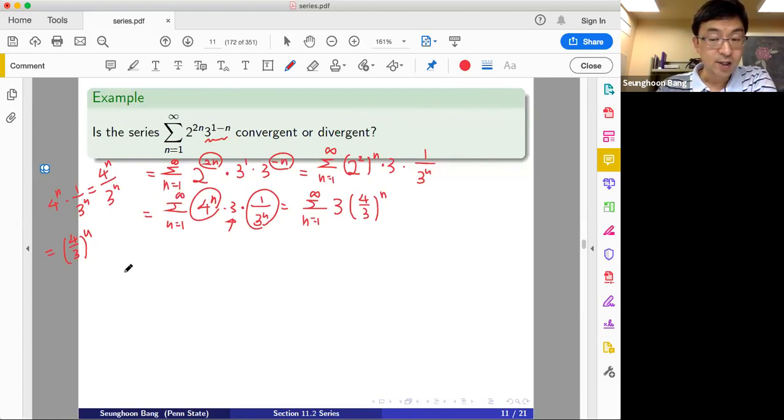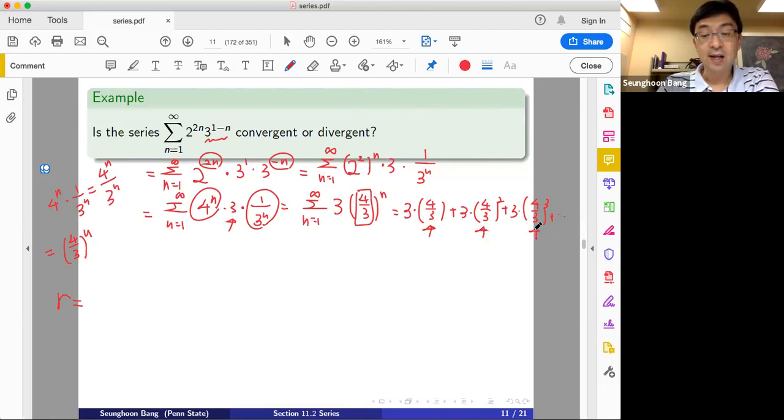So what is the common ratio R? The common ratio R is this one, the inside one, the base of the exponential form. Why? You can plug n equal to 1 here, same as 3 times 4 over 3. Second term, plug in 2: 3 times 4 over 3 squared, plus 3 times 4 over 3 cubed, and so on. So the 4 over 3 is exactly the common ratio.